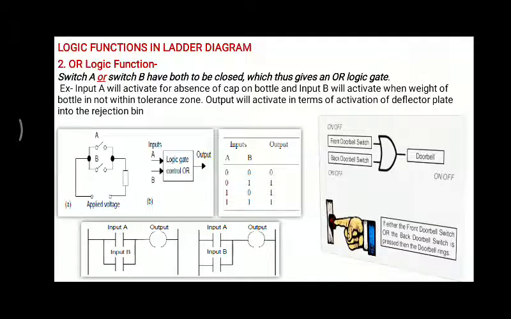Example is what? Doorbell. If someone presses a button at the front doorbell, you can hear the doorbell inside the house, or if someone presses the back door switch for the doorbell, you will hear the doorbell inside the home. Either one doorbell switch you need to operate, and you can hear the doorbell inside the home. So this is the example of the OR logic gate.